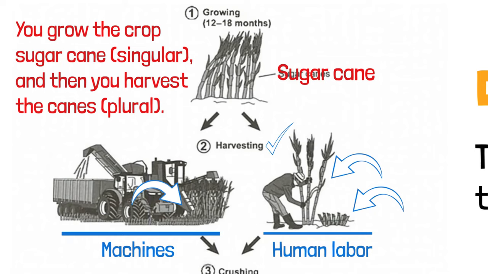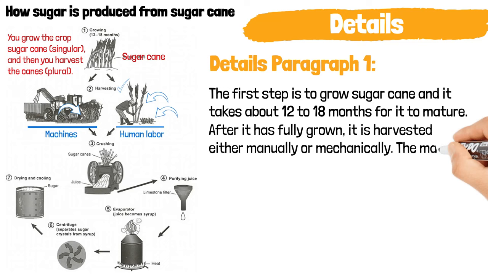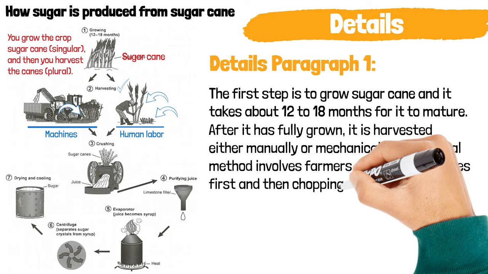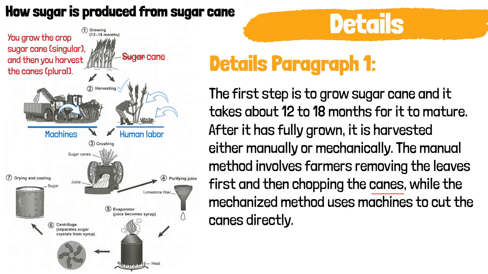So now we have, after it has fully grown, it is harvested either manually or mechanically. The manual method involves farmers removing the leaves first and then chopping the canes, while the mechanized method uses machines to cut the canes directly. I already explained why here we need to use the plural canes. So this is our first details paragraph.